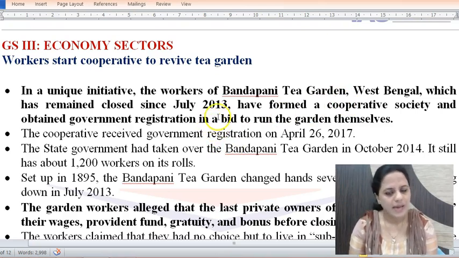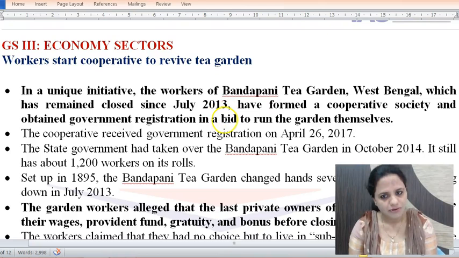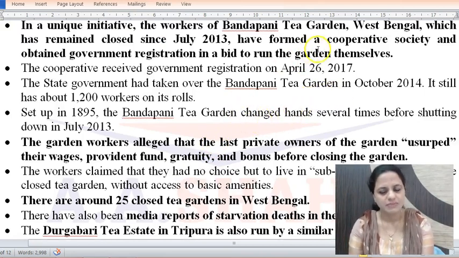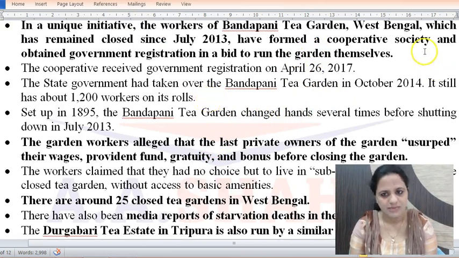In tea gardens, workers also stay within the premises. Presently, since they are out of work, the tea gardens having been closed by the owners, they do not have any work and they are staying in dire conditions here. There have been many deaths also, starvation deaths, reported from such tea gardens in this region, and even beyond. In northeast West Bengal, and in Assam, etc., there are these tea gardens. So here this step has been taken that they have formed a cooperative so that they can function on their own and revive the tea garden.